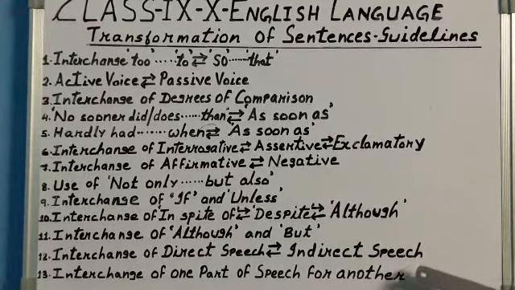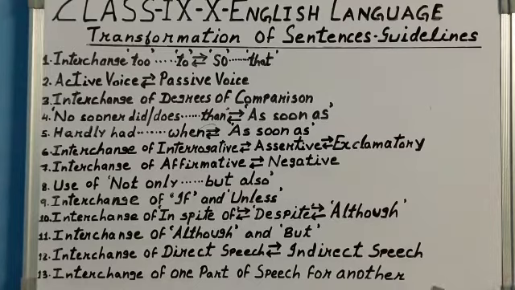Then comes the interchange of direct speech to indirect speech. Example, he said, within quotes, "I saw a panther this morning." What should be the indirect one? He said that he had seen a panther that morning.